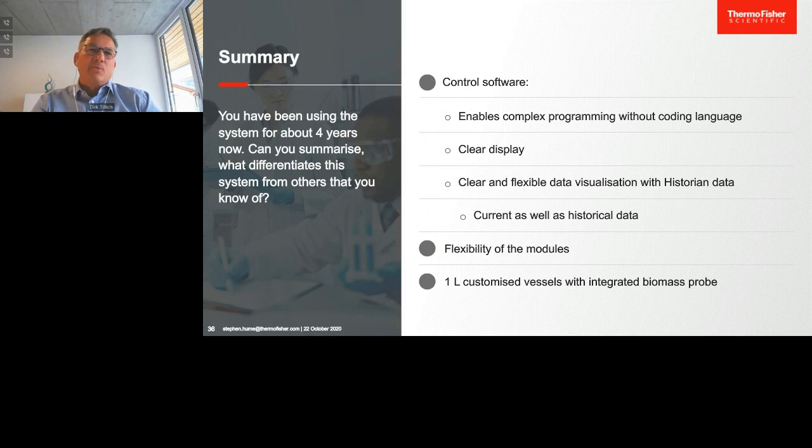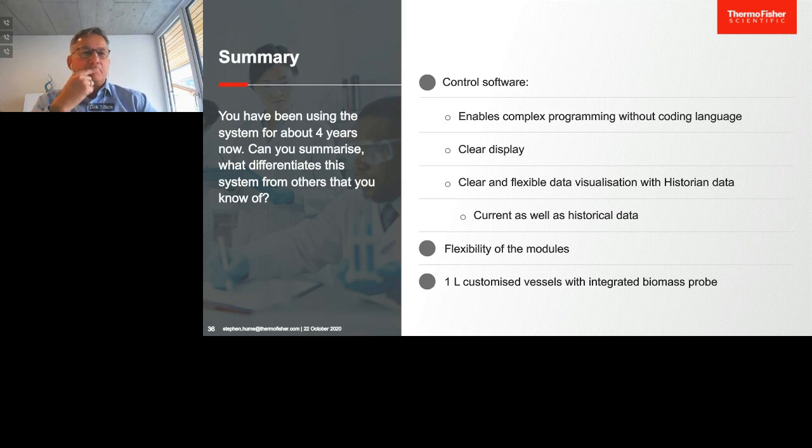That's great. Yes. Well, we are at the end of our conversation here, Anja. So you have been using the system for about 4 years now. Can you summarize what differentiates this system from other systems that you know?